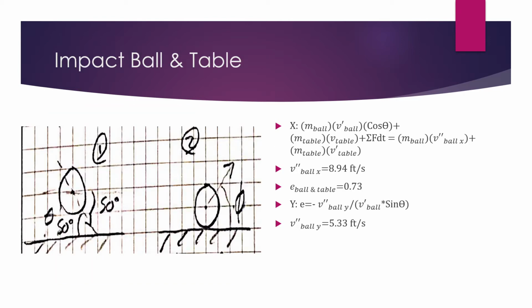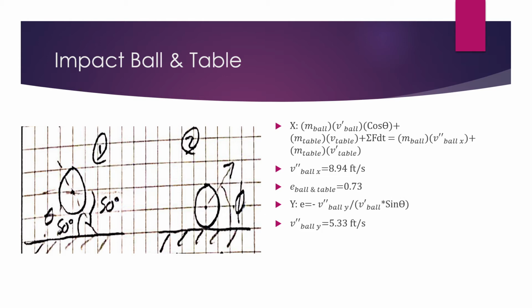The next part to analyze was the impact between the ball and the table. I rotated my coordinate system back into a standard XY coordinate system and had to evaluate it in both the X and Y direction. For the X direction, I used the momentum balance again, and in the X direction, the sum of the forces external to the system was 0.